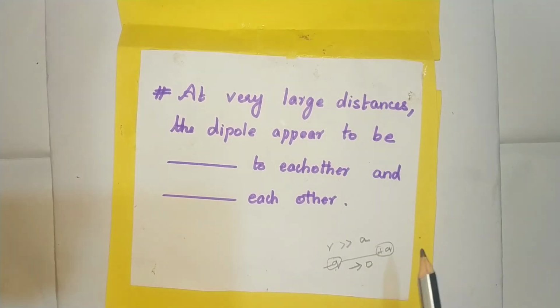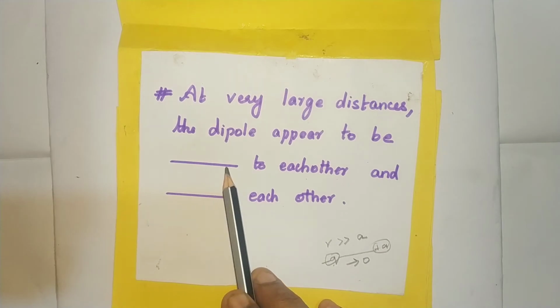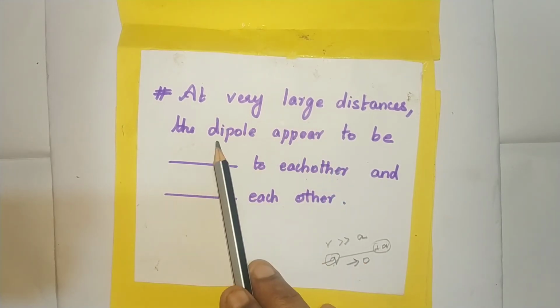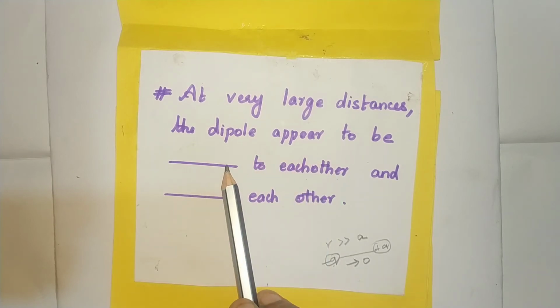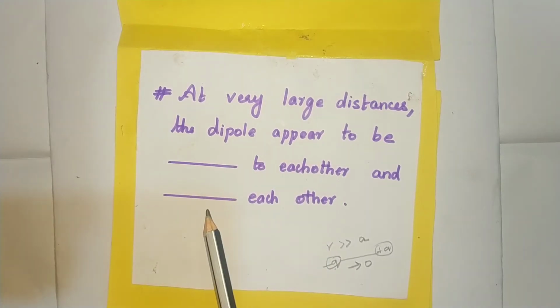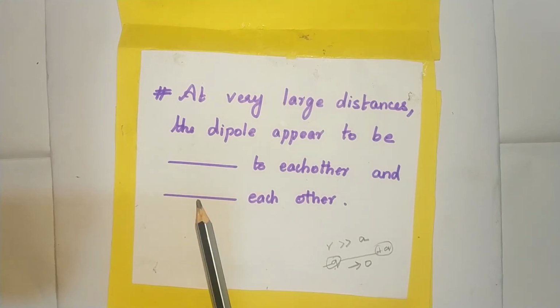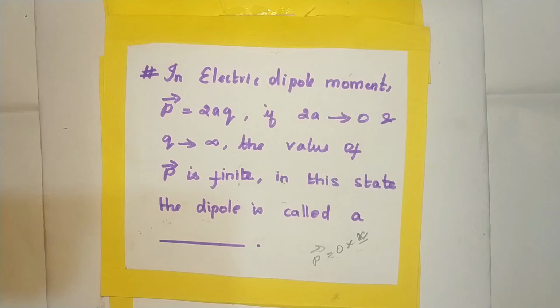Then what will be the answer? I hope you can find the answer. At very large distance, the dipoles appear to be dash to each other and dash to each other. What happened to the charges?